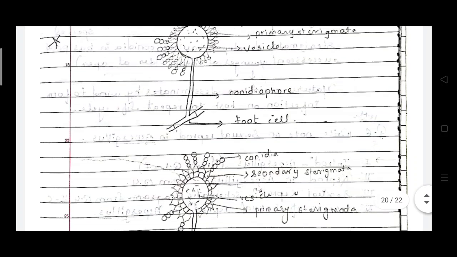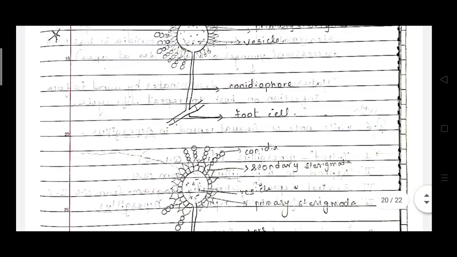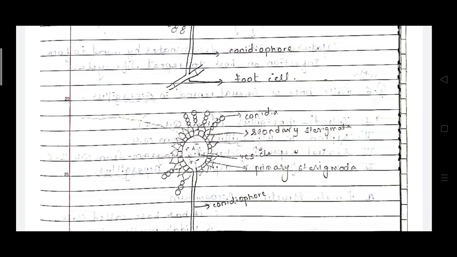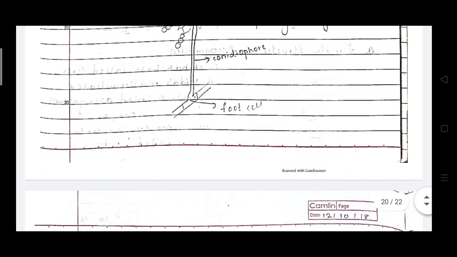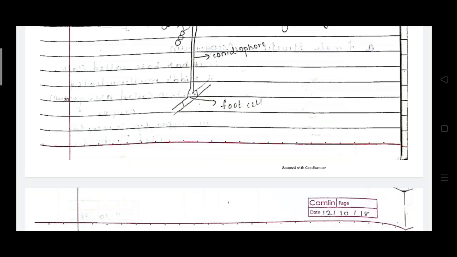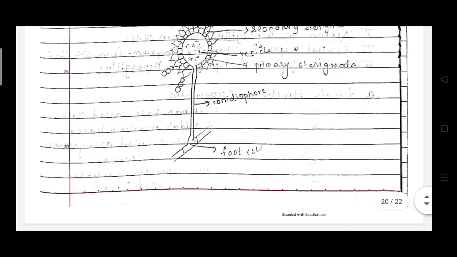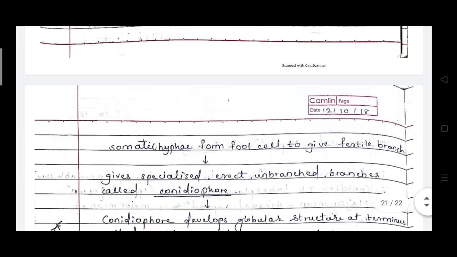You have to see the difference between the two figures. Above the vesicle there are two layers in the below figure. First is the primary sterigmata and second is the secondary sterigmata. On the secondary sterigmata there is the chain of conidia. So this is the structure of the asexual bodies, or the conidia, of Aspergillus.